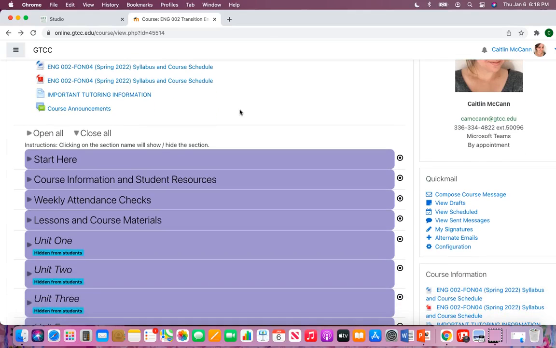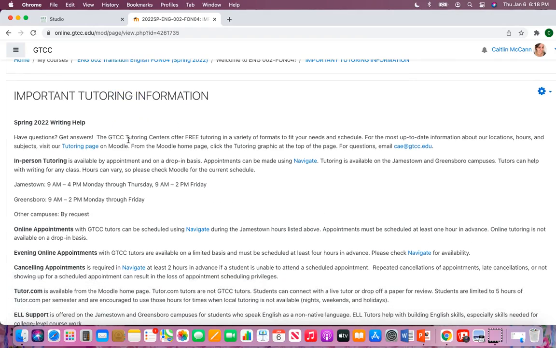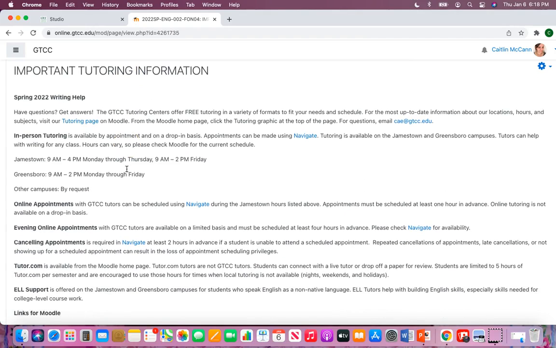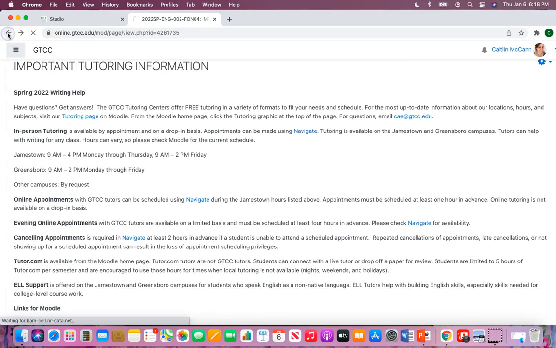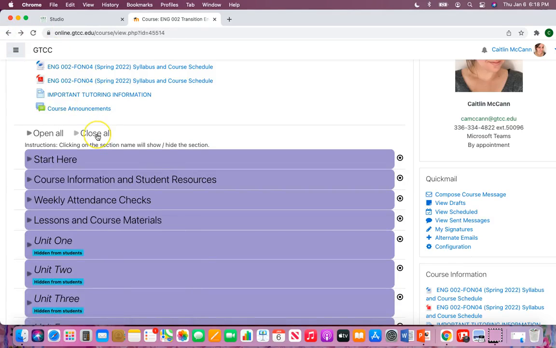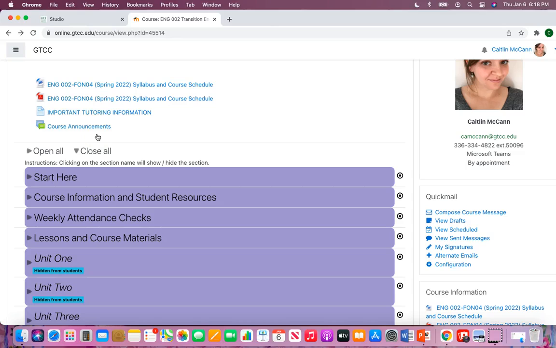Below the syllabus, I have a page that contains important tutoring information. I walk through and explain the tutoring center in the video where I review the syllabus. So you can watch that video for more information about tutoring and the tutoring center, but I just want to point out that because I think the tutoring center is so important, I've isolated that information into its own little document so that it's super easy for you to access.